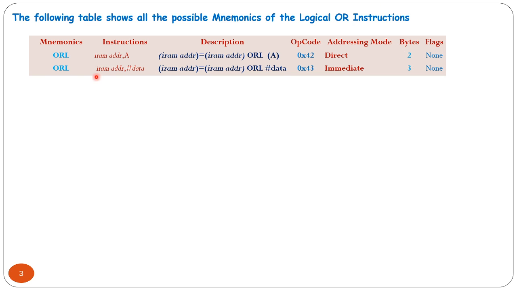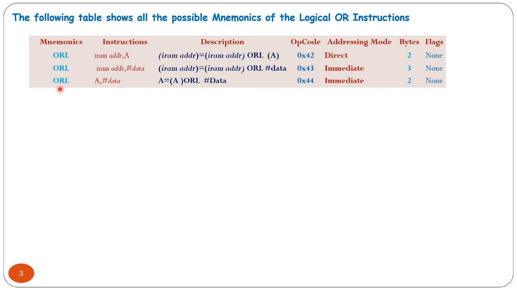ORL internal RAM address, #immediate data: the immediate data is logically ORed with the content of RAM whose address is given by the internal RAM address byte. After ORing, the result is stored in that RAM address. This instruction has operation code 43H, immediate addressing, 3 bytes, and flags are not affected.